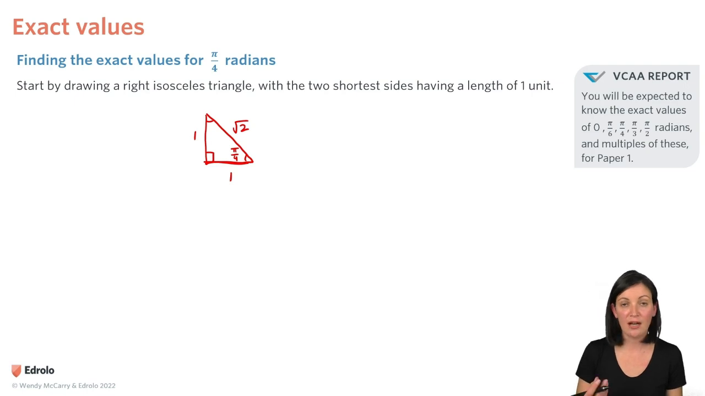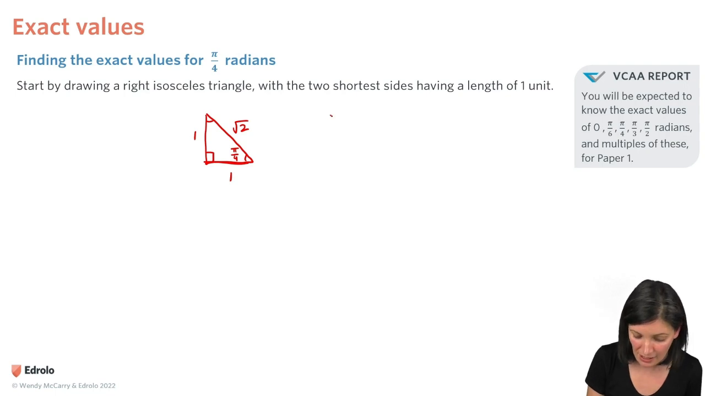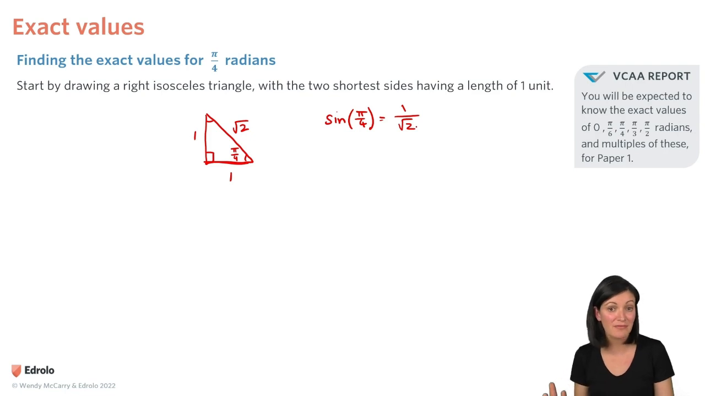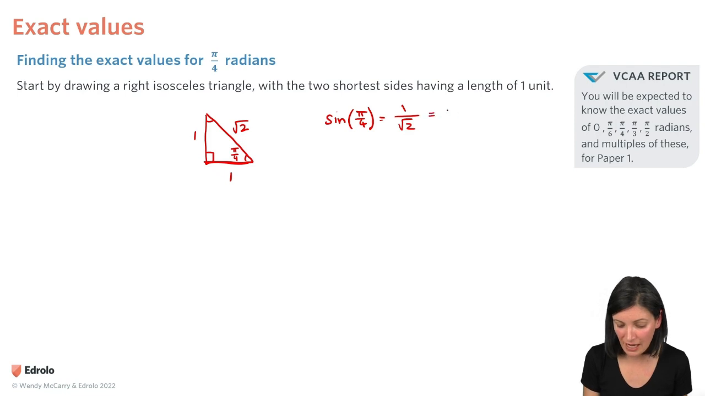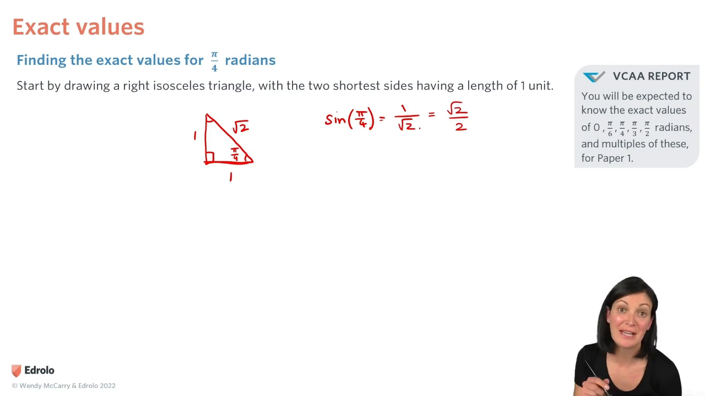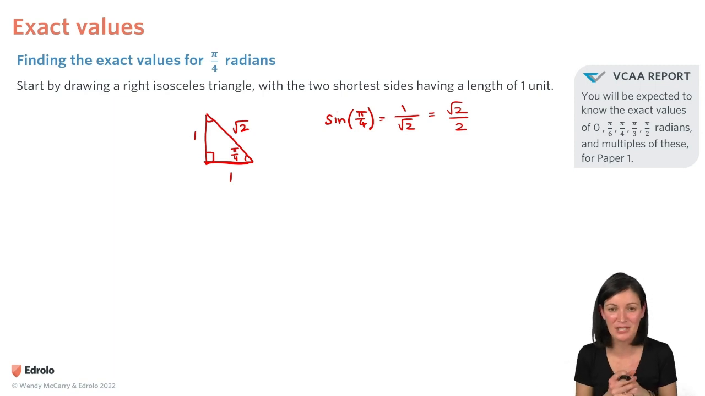Because I've got a right angle triangle, I can now use SOHCAHTOA to find the exact value of the sine, cos, and tan of pi on 4 radians. The sine of pi on 4 would be the opposite, which is 1, over the hypotenuse, which is root 2. That's our exact value for the sine of pi on 4. You'll often see this written as root 2 on 2 because we don't like having a square root sign in the denominator. It's not good mathematical grammar, or notation. But either of those are equivalent. This is just with the denominator rationalized.